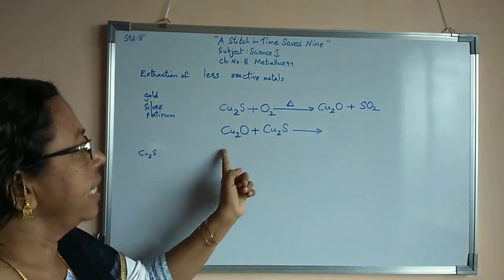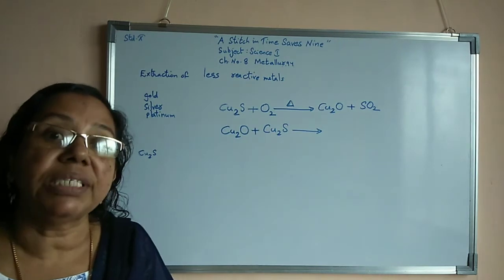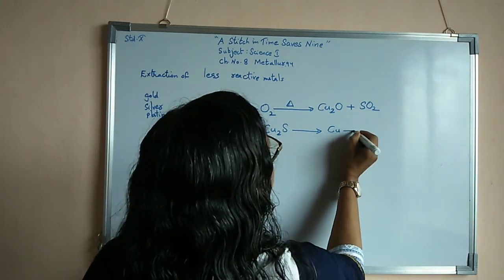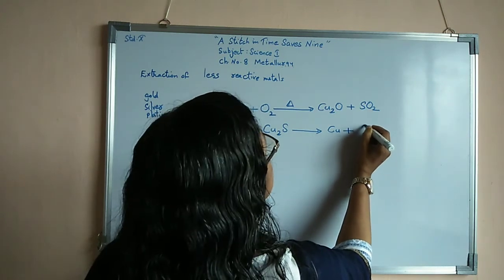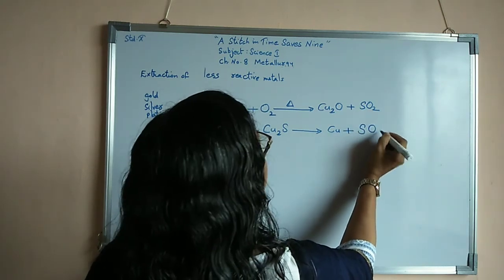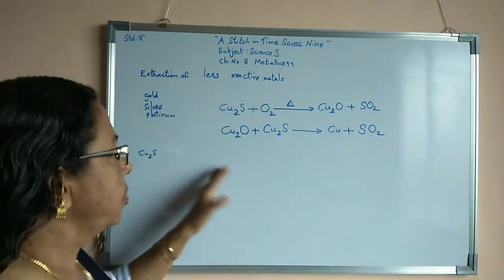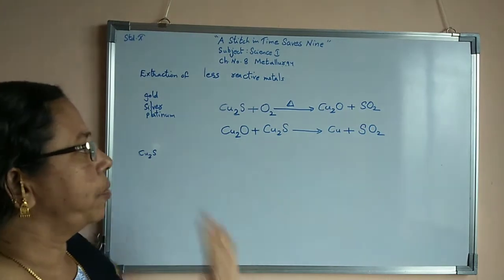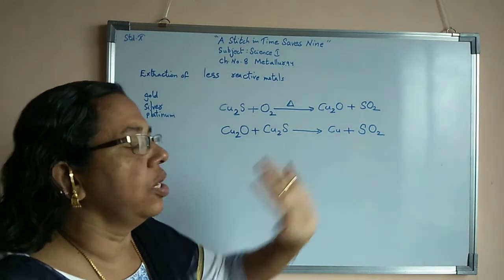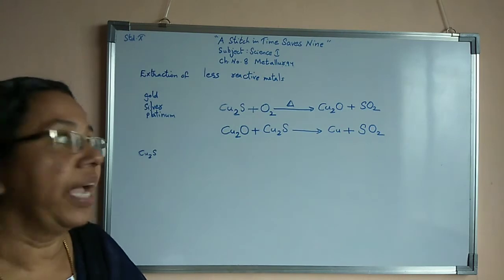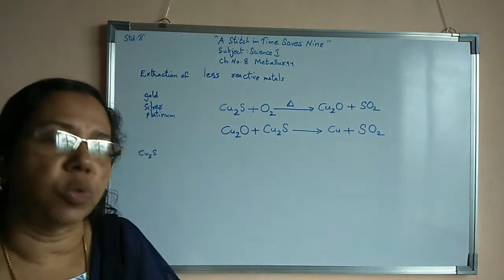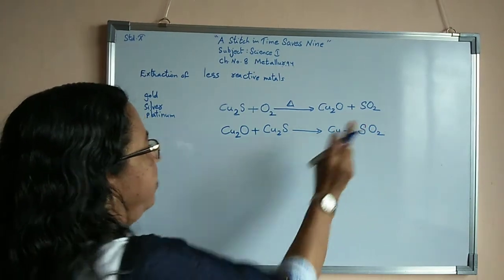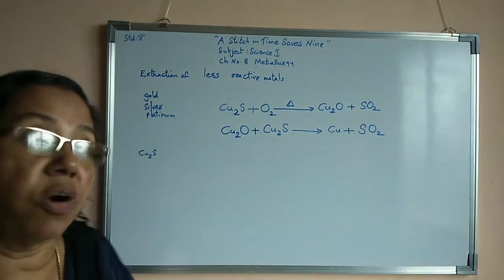This cuprous oxide, Cu2O, again reacts with cuprous sulfide. As a result of it, copper is separated as well as sulfur dioxide formation takes place. So we can say that from these two reactants, copper as well as sulfur dioxide formed.